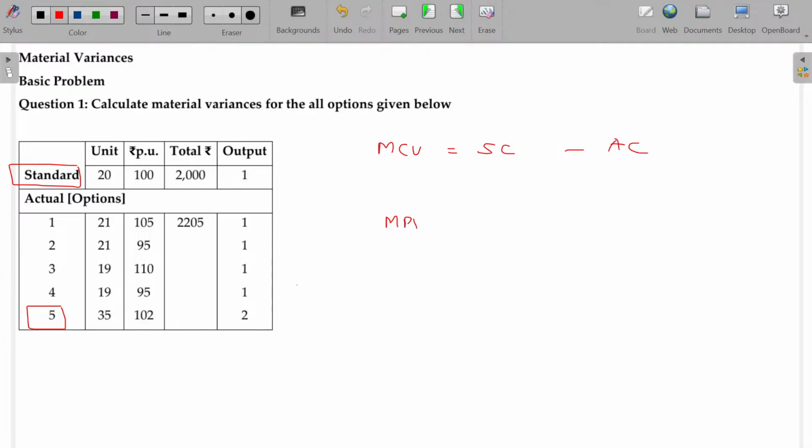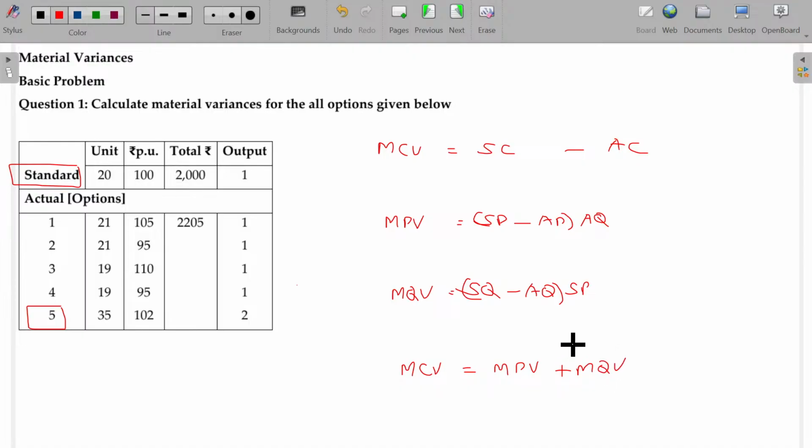Material price variance is equal to standard price minus actual price into actual quantity. Material quantity variance is equal to standard quantity minus actual quantity into standard price. Cross check: material cost variance is equal to material price variance plus material quantity variance.